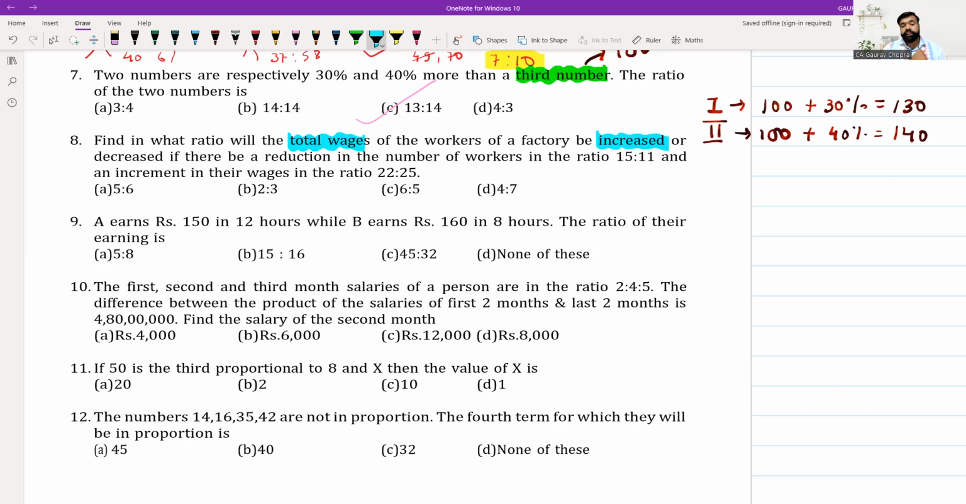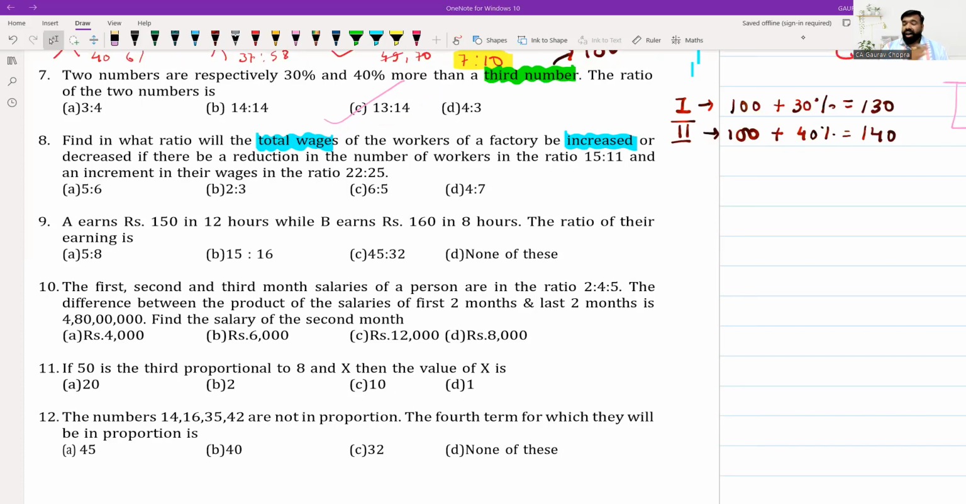तो इन दो चेंजेस की वजह से टोटल वेजेस में क्या आएगा? चेंज आएगा. So how to solve this question? यहां पर आता है आपके पास एक शॉर्टकट वे. So what is the shortest way? Always write the given things first.